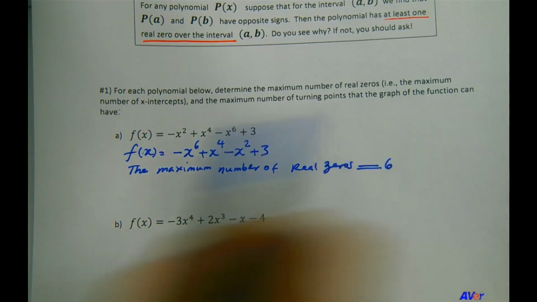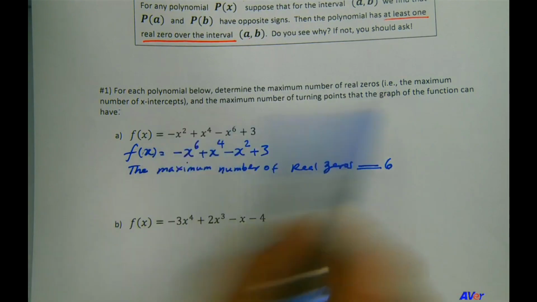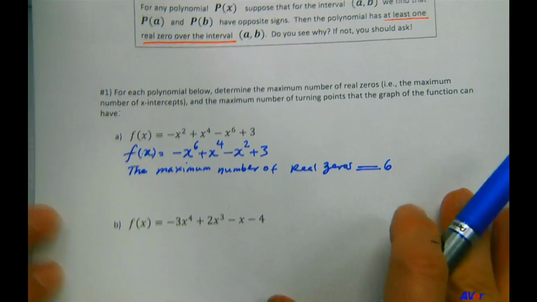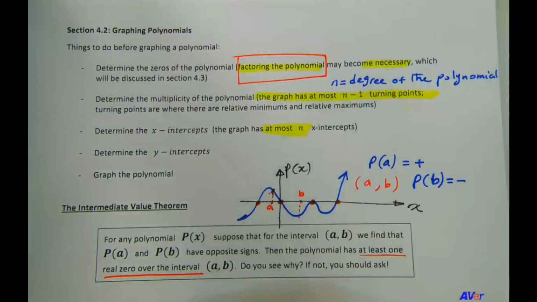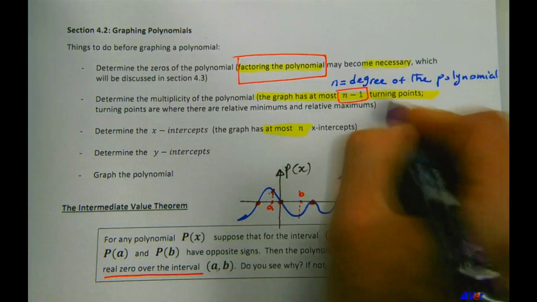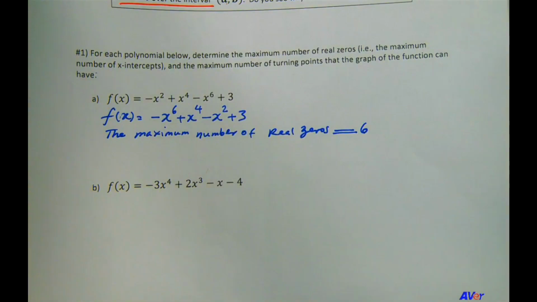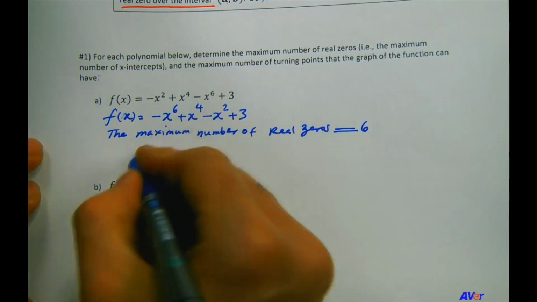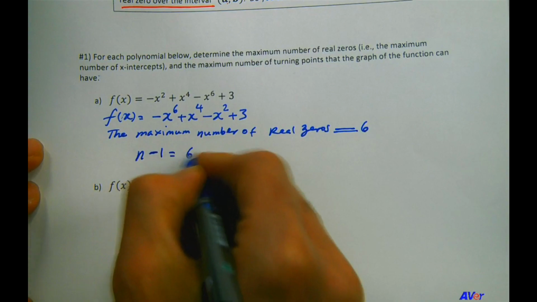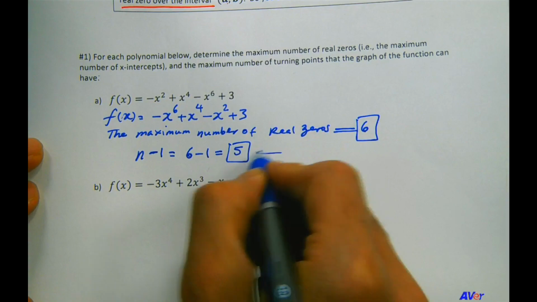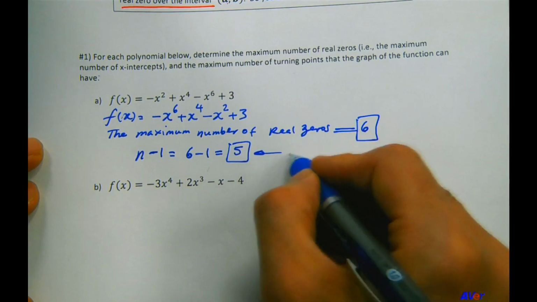What else do they ask us to answer? The x-intercepts are the same thing as real zeros, and the maximum number of turning points. Remember, the turning points has a formula for determining them: n minus 1, where n is the degree of the polynomial. So for this example, n minus 1 would be 6 minus 1, so 5 would be the maximum number of turning points.